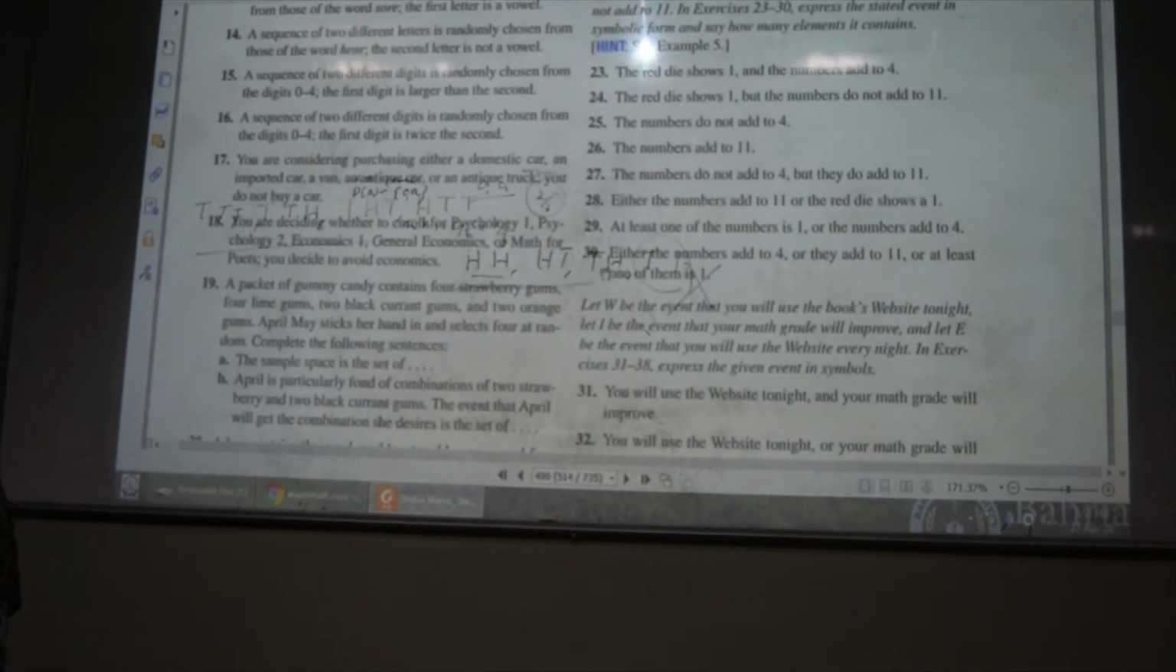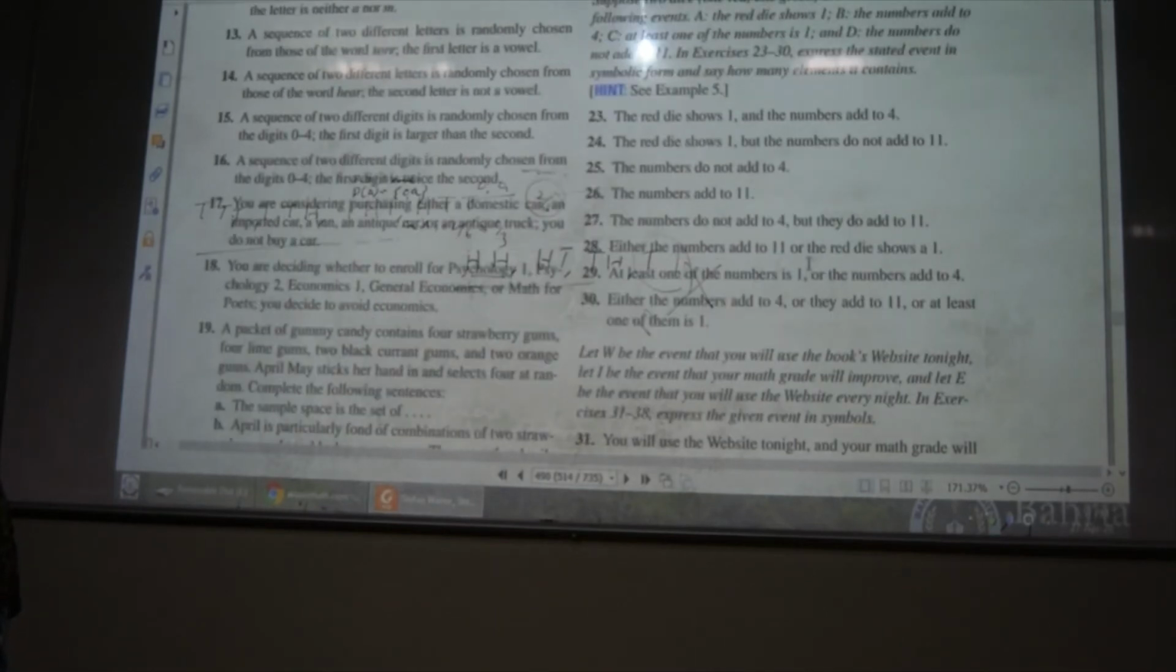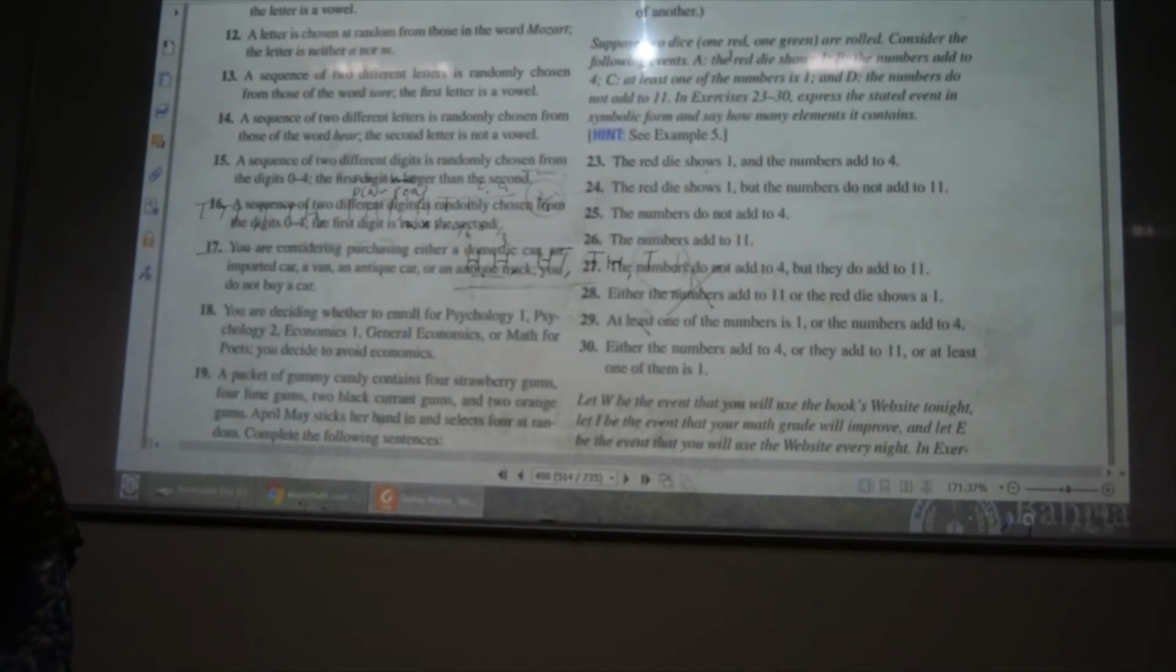Okay, now this is an interesting question 30. Either the numbers add to 4. Suppose 2 dice, 1 red, 1 green are rolled. Consider the following events. A, the red die is shown, B adds, and C, at least the number is 1. Okay, so they have already explained to us the events. Now either the numbers add to 4. What they're asking us to do is express the stated event in symbolic form and say how many elements it contains, right?